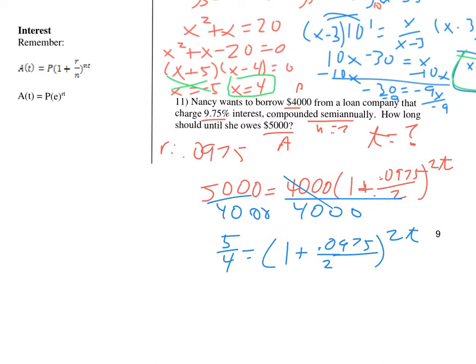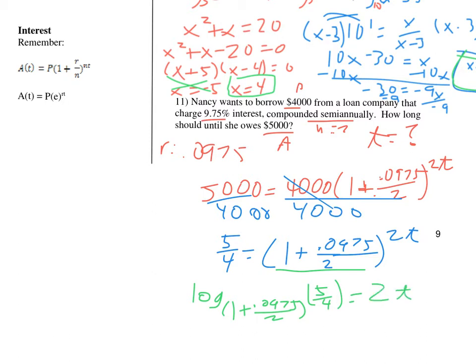And now that I've isolated the base here, I'm going to do the exponential, or so we do a log switch. So this whole thing is the base. And so you could do a decimal for that. I like to just leave it all like that and just know that that's going to be my base here. 1 plus 0.0975 over 2. And so log base that, the argument is going to be 5 over 4, and that's going to be equal to 2t.